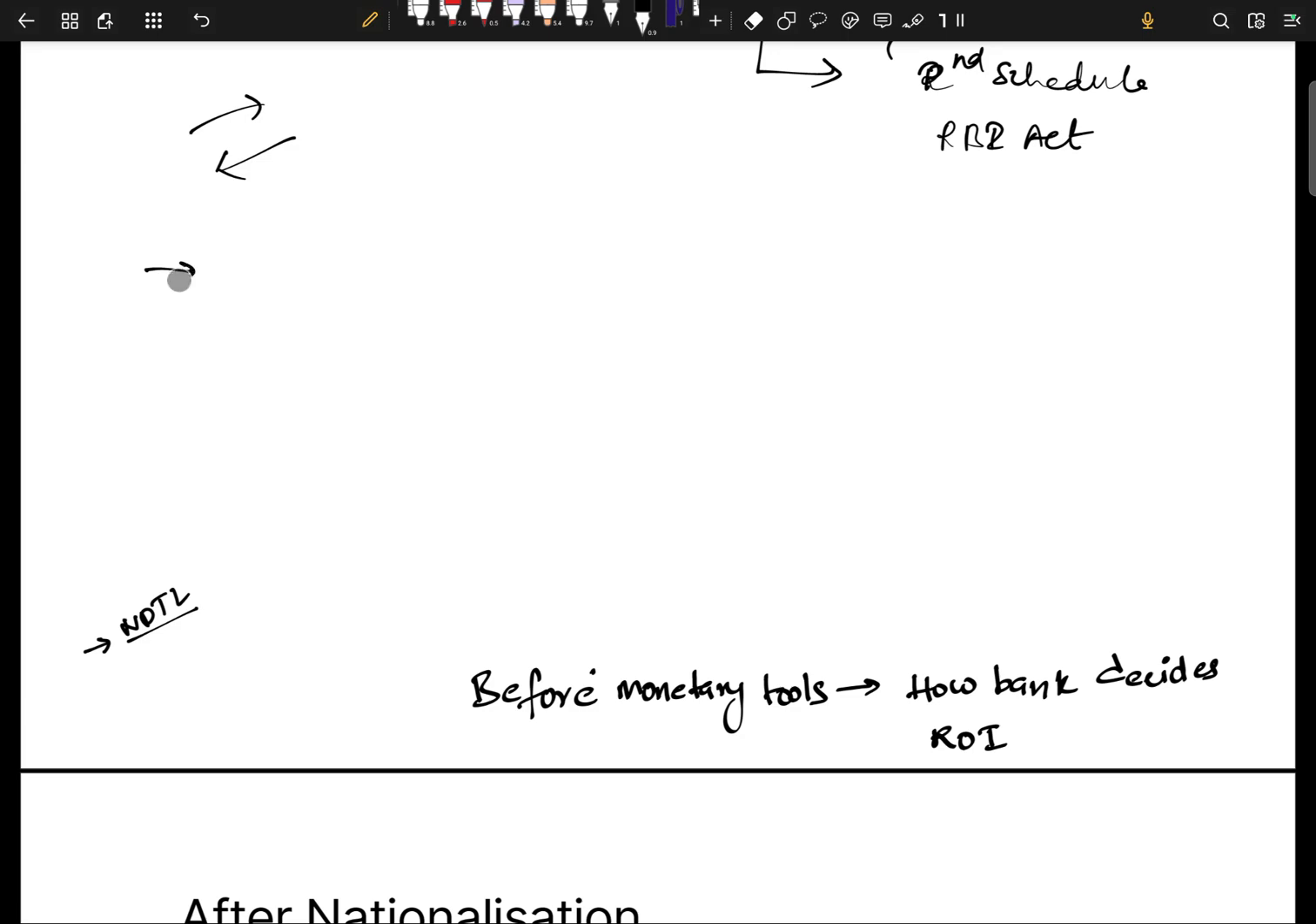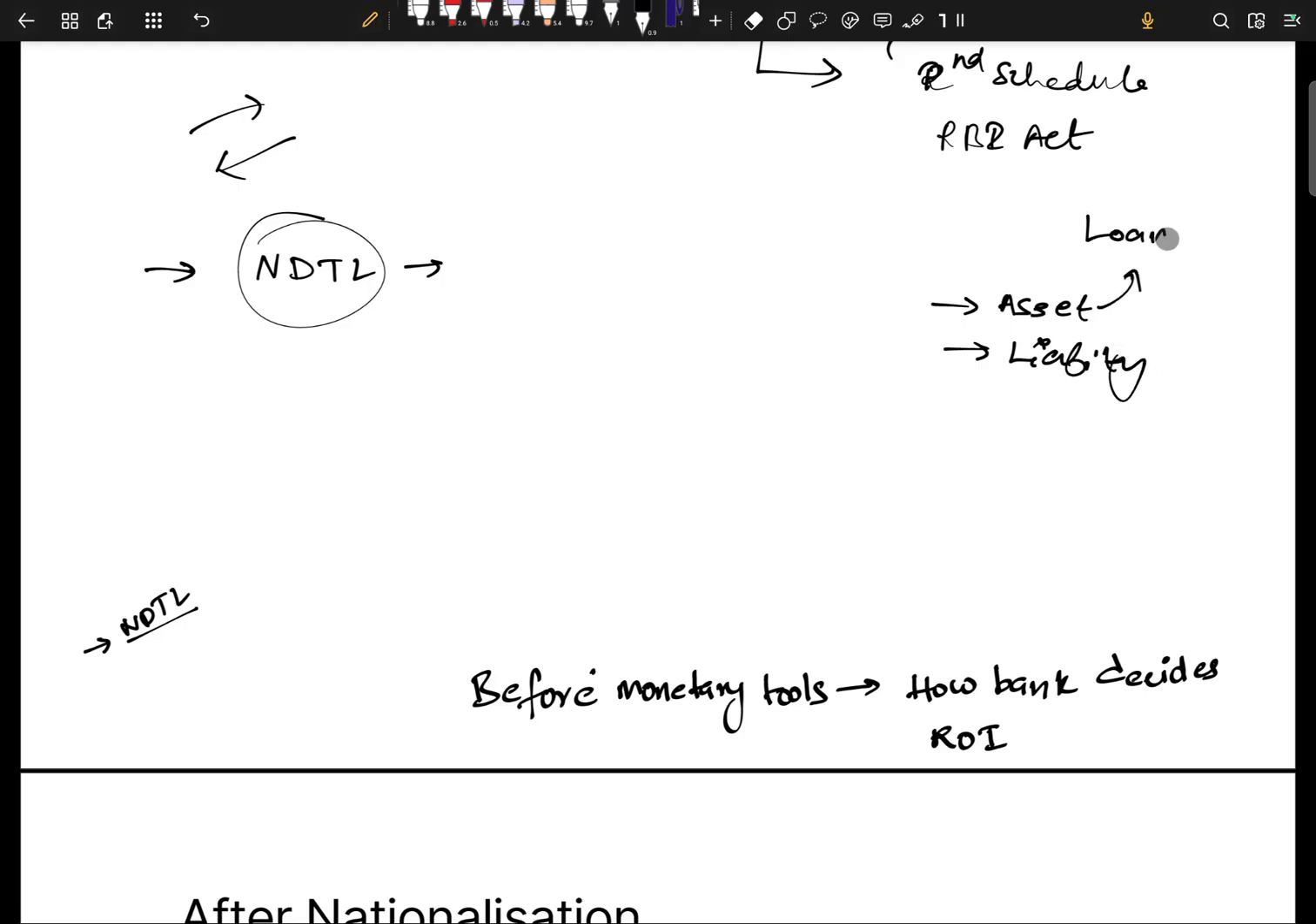There is another term that I have to introduce you to, that is NDTL. What does NDTL stand for? Net Demand Time Liabilities. Before understanding what this is, we have to understand what is an asset to a bank and what is a liability to a bank. What is an asset? The loans the bank gives is an asset because the bank will be paid back the loan with some interest, that is, with some profit. And what is a liability to a bank? A liability is the deposits that you and me deposit with the bank because it has to pay back to the consumers whenever they demand.